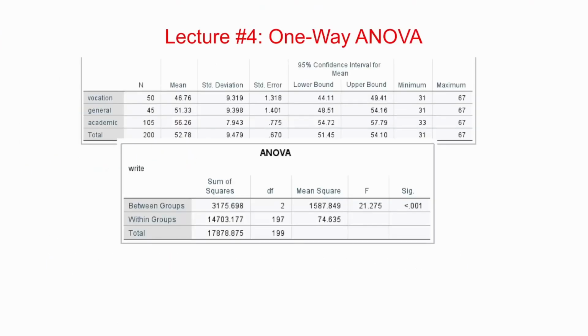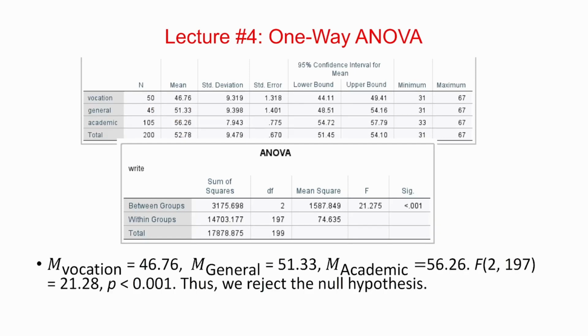As you can see on this slide, I copied and pasted these 2 tables. The first table provides the 3 means. The mean for vocation is 46, the mean for general is 51, and the mean for academic is 56. So the first is 46, and then 51 and 56. And then the f value is 21. And the p-value is smaller than 0.01.